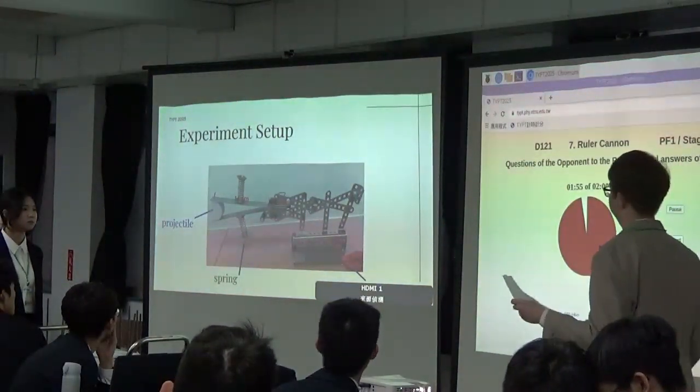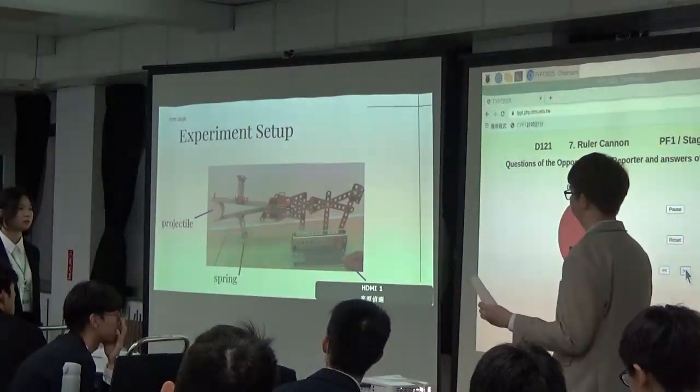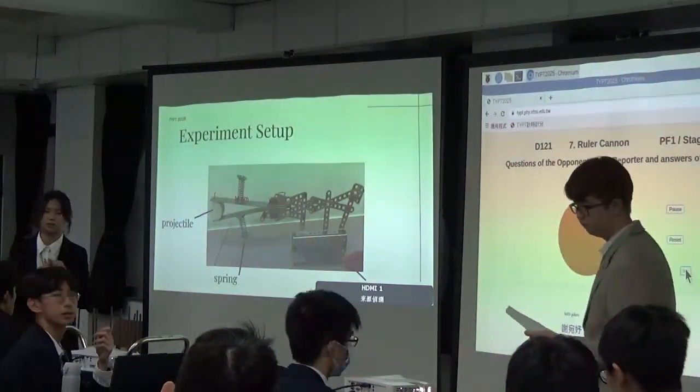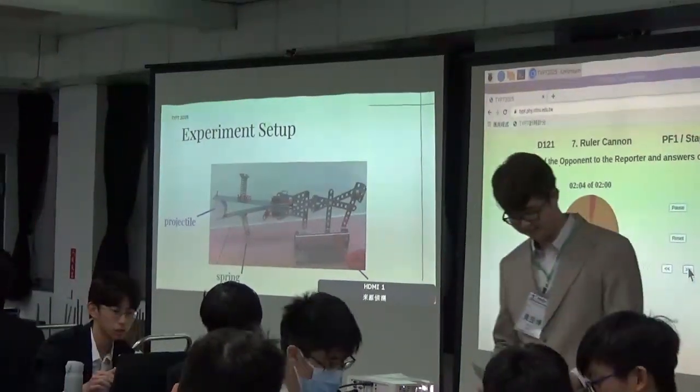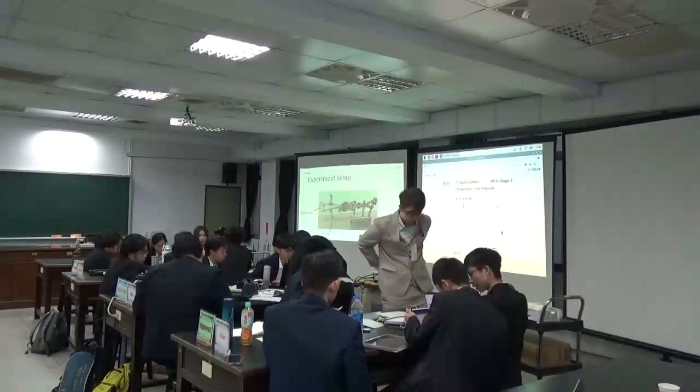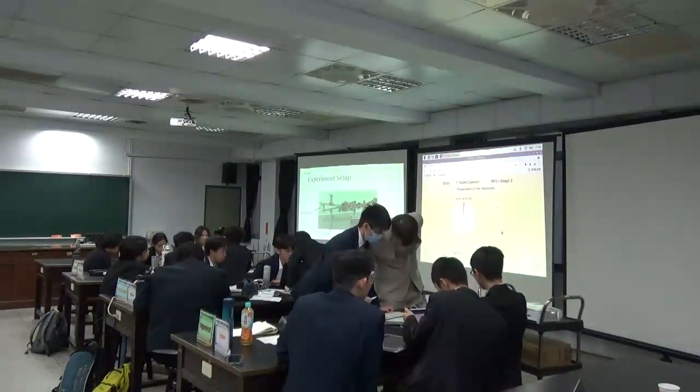Do you consider friction as a possible deviation in the experiment? You mean the friction between the ruler and the projectile? Yes. I can consider it. So then you have 3 minutes to prepare your talk.